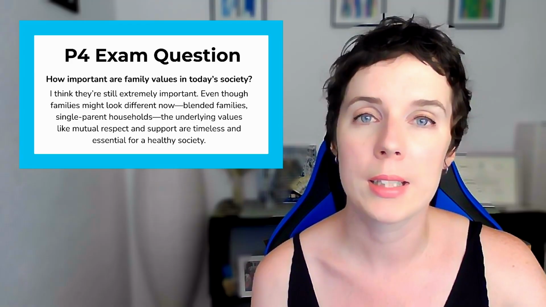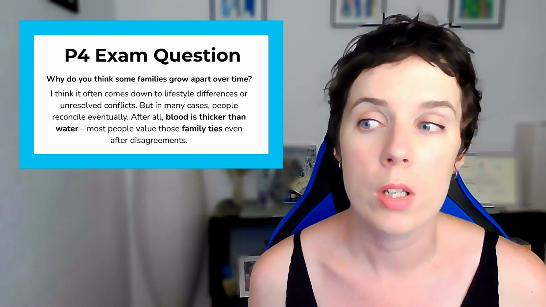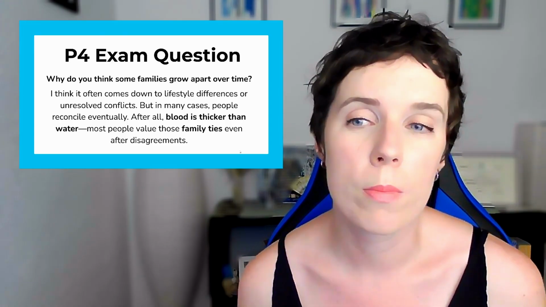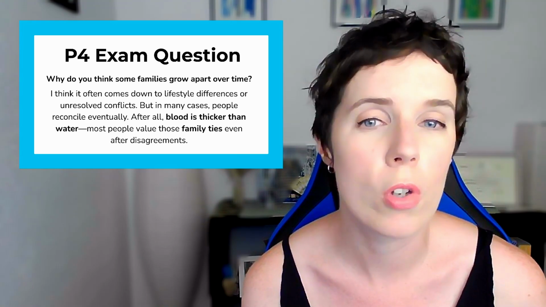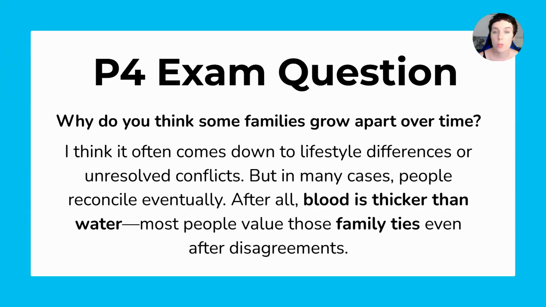All right, and lastly, let's take a look at one more part 4 question. Why do you think some families grow apart over time? Okay, so you could say something like, I think it often comes down to lifestyle differences or unresolved conflicts. Comes down to, that's a nice phrasal verb there. You can see there, comes down to.